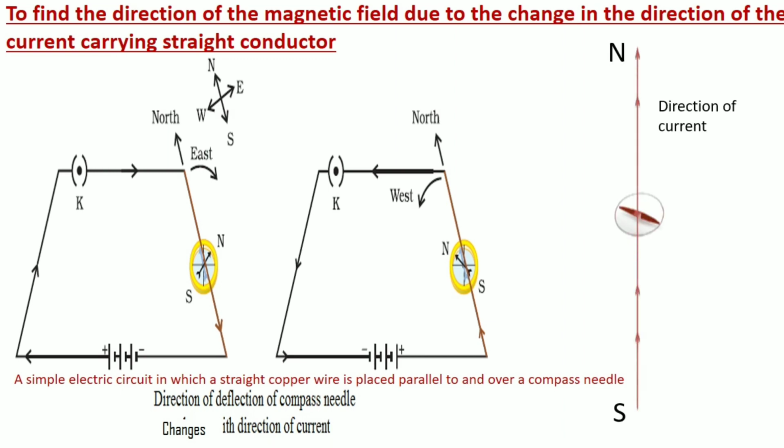Place a straight copper wire parallel to and over a compass needle. If the current is allowed to flow from north to south, the north pole of the compass needle would move towards the east. If we replace the terminals of the battery in the circuit, which results in the change in the direction of the current through the copper wire, that is from south to north, we now observe the movement of the needle in the opposite direction, that is towards the west, which means the direction of the magnetic field becomes opposite when the direction of the current is reversed.